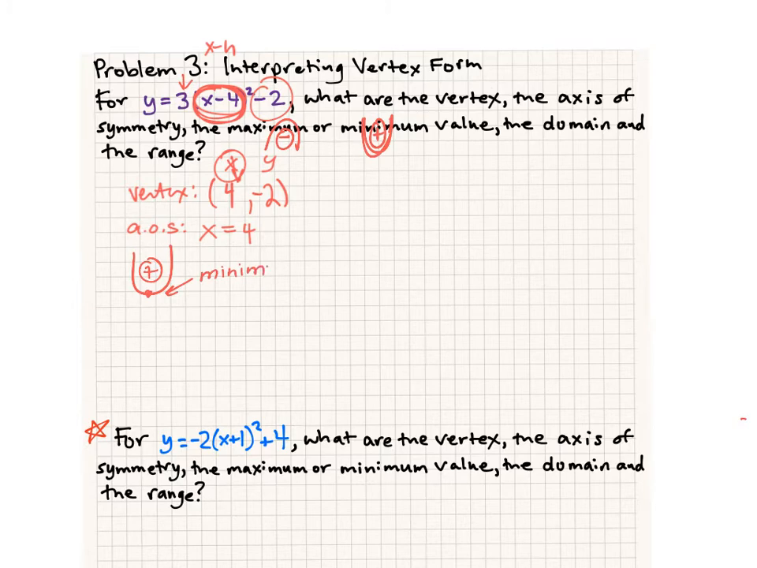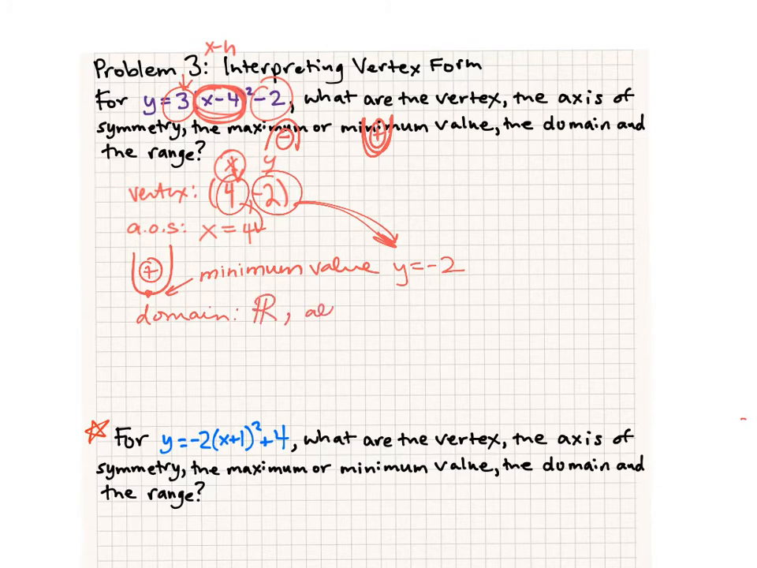And then once you say it's a minimum, the minimum or maximum value is always going to be this number. So y equals -2, or just -2. So this number is going to be your axis of symmetry. This number is going to be your minimum or maximum value. And to figure out if it's a minimum or a maximum, you have to find the sign of the a. Okay, and then the domain of parabolas is always all real numbers. You can make this fancy R, or you can write all real numbers.